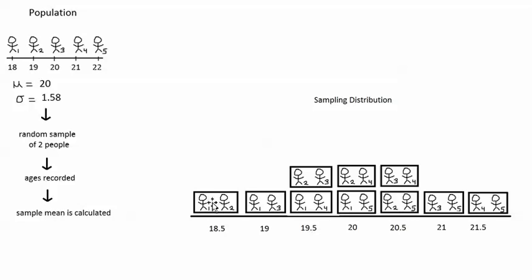I might get person 1 and person 2. I might get person 1 and person 3. I might get person 3 and person 4. Or I might get one of the other possible samples. These 10 possible samples make up the sampling distribution in this situation.